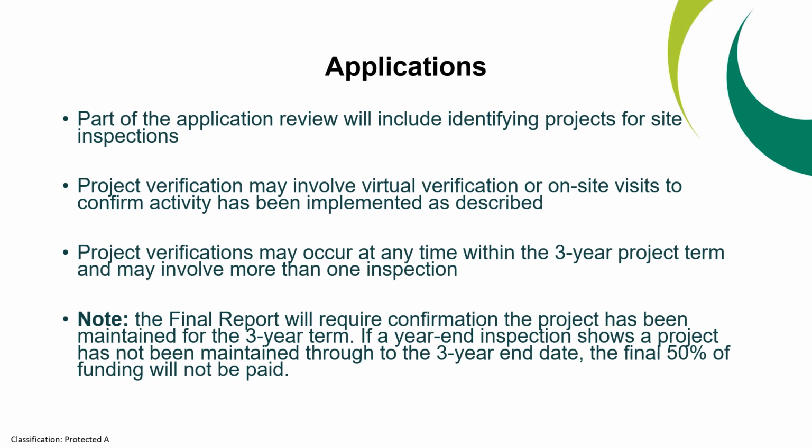Part of the application review process for RALP will include identifying projects for site inspections. These project verifications could involve virtual verification or in-person on-site visits, and that is to confirm that the activities have been implemented as described in your application. These verifications could occur at any time within the 3-year project term and may involve more than one inspection.